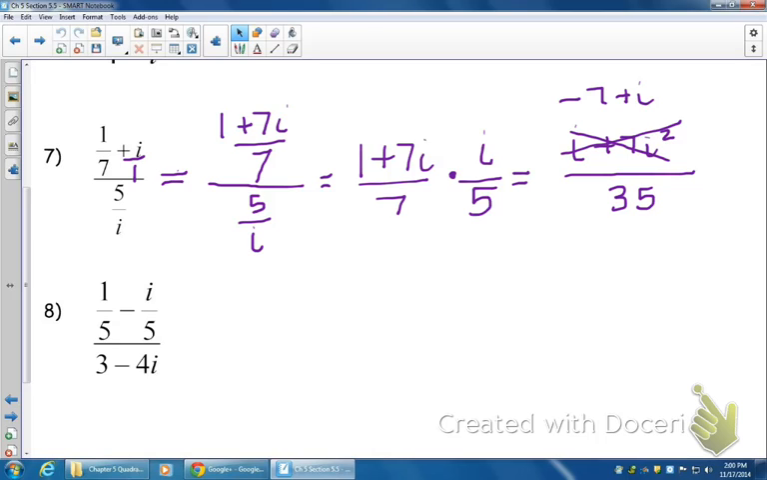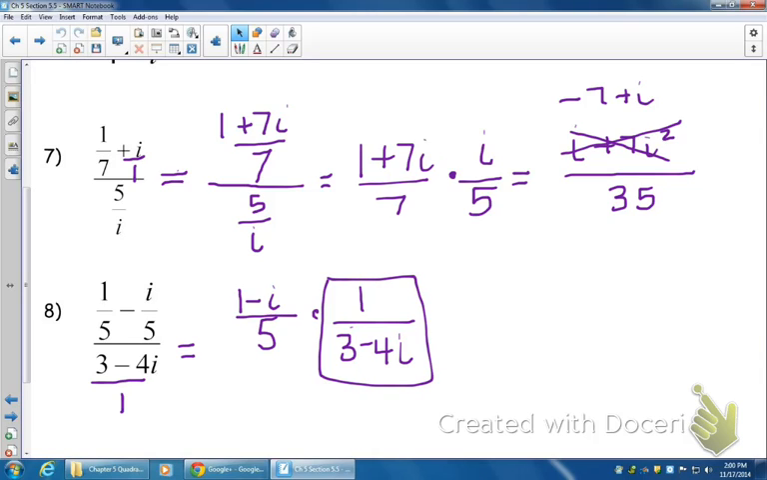And the last one, think of this as over 1. Same idea. We have a common denominator of 5. So 1 minus i over 5. Flip the bottom. So what we can do first is rationalize this part here and then multiply by what we have. So we're going to multiply by the conjugate of the denominator, 3 plus 4i.